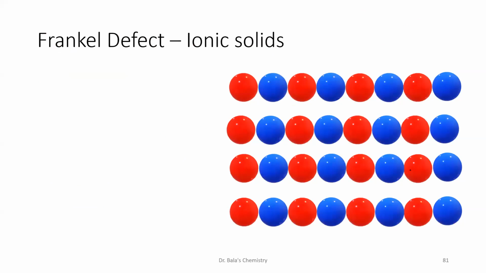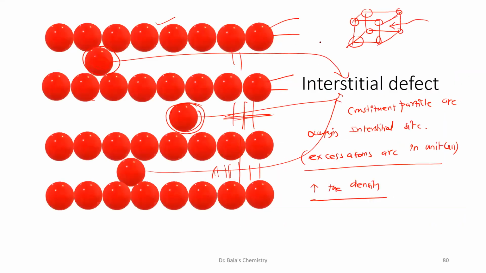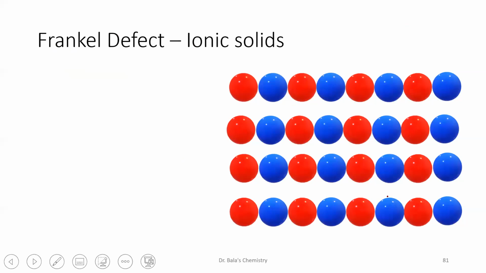And the next one is the Frenkel defect. What do you mean by Frenkel defect? Normally, the previous one also takes place in non-ionic solids. But here, the Frenkel defect and the Schottky defect take place in ionic solids.